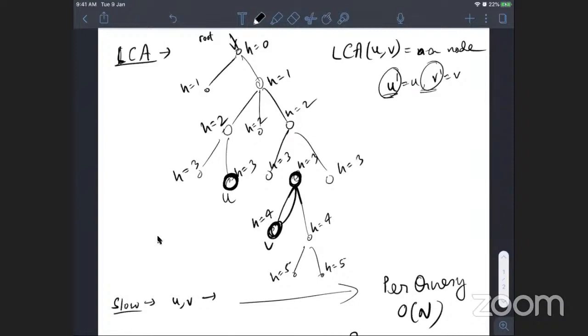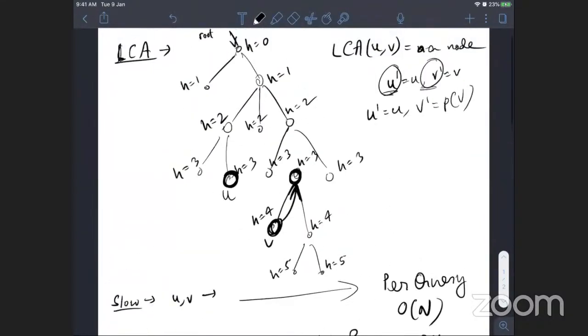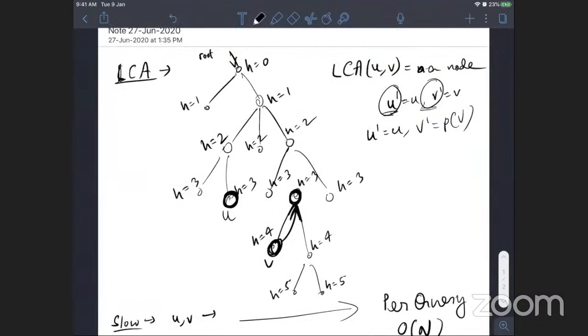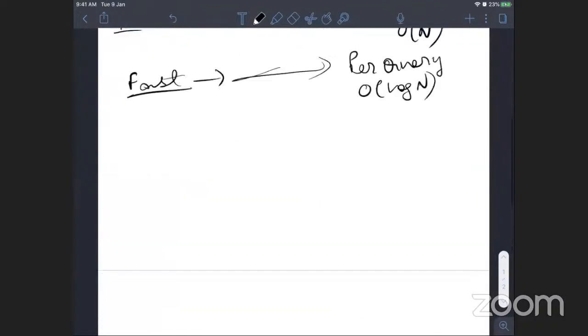Once he comes here, u dash will again be this guy u, and v dash will technically be the parent of v, right? Now once we are at the parent of v, we'll again compare the heights of the two guys. His height is 3, his height is 3. So now we can arbitrarily pick anyone and climb them one more step up, and keep on doing this. And what's the breaking condition? The breaking condition is when both the nodes u dash and v dash are equal. That's the breaking condition.